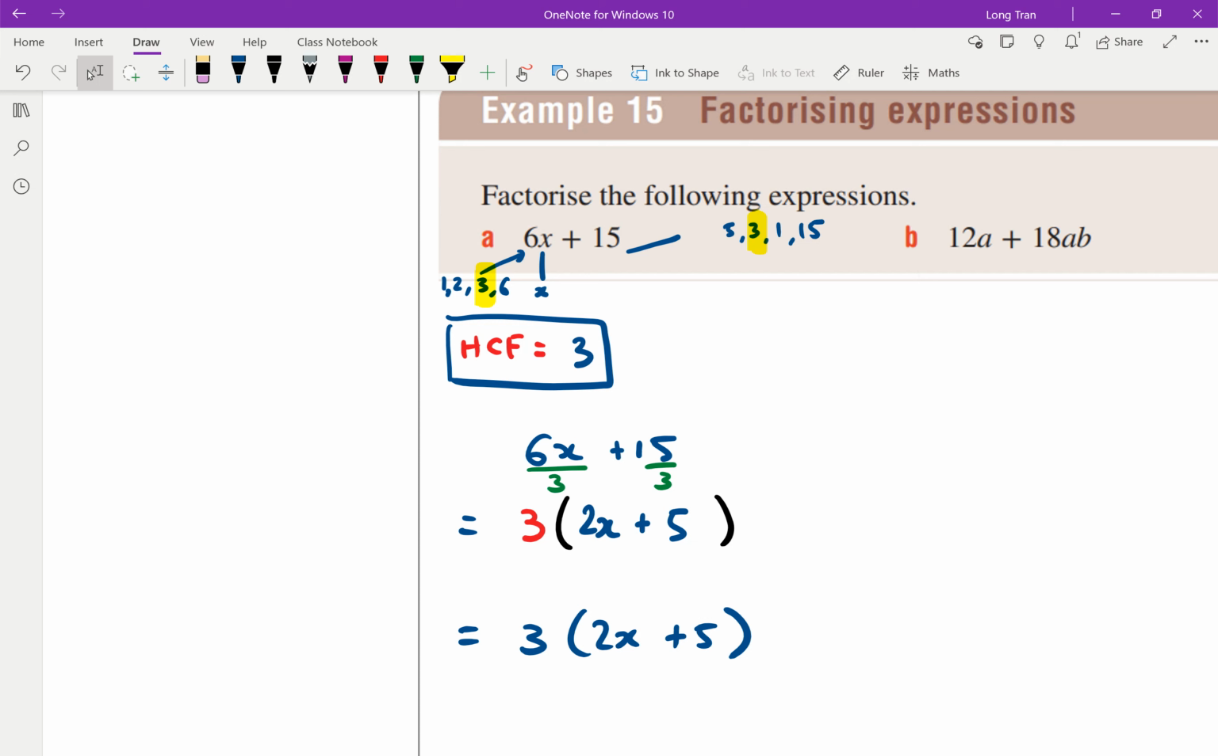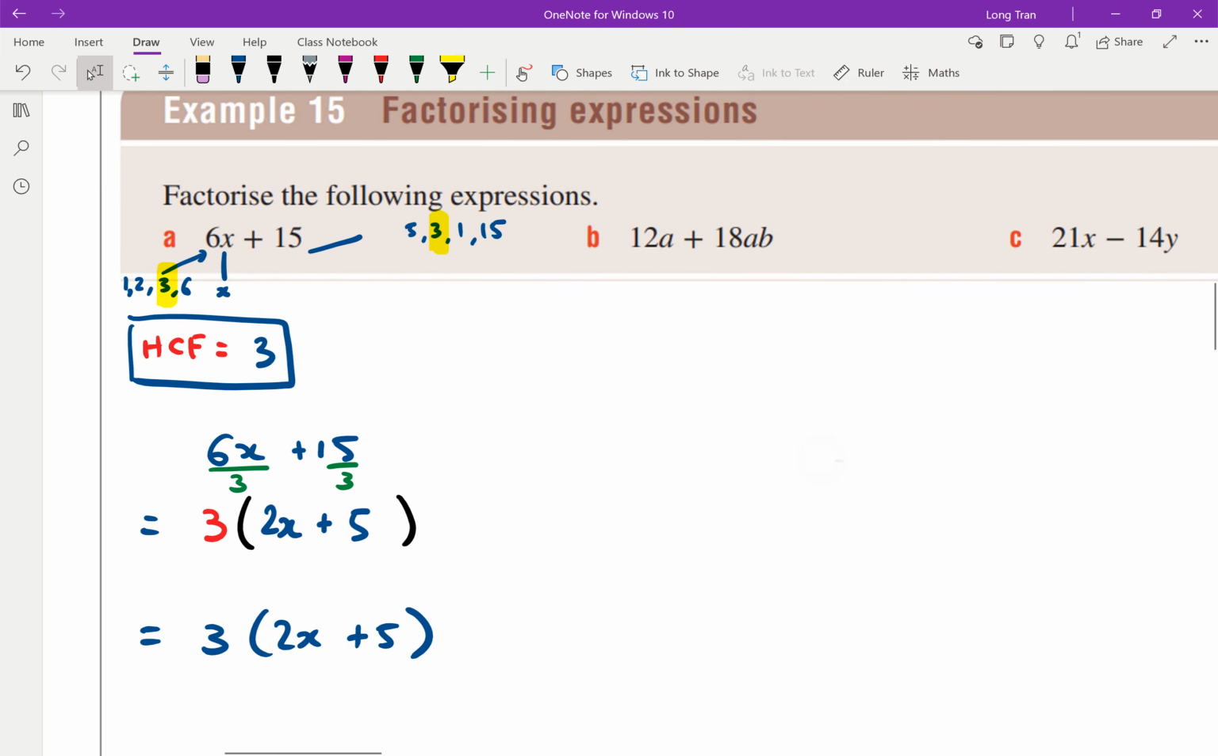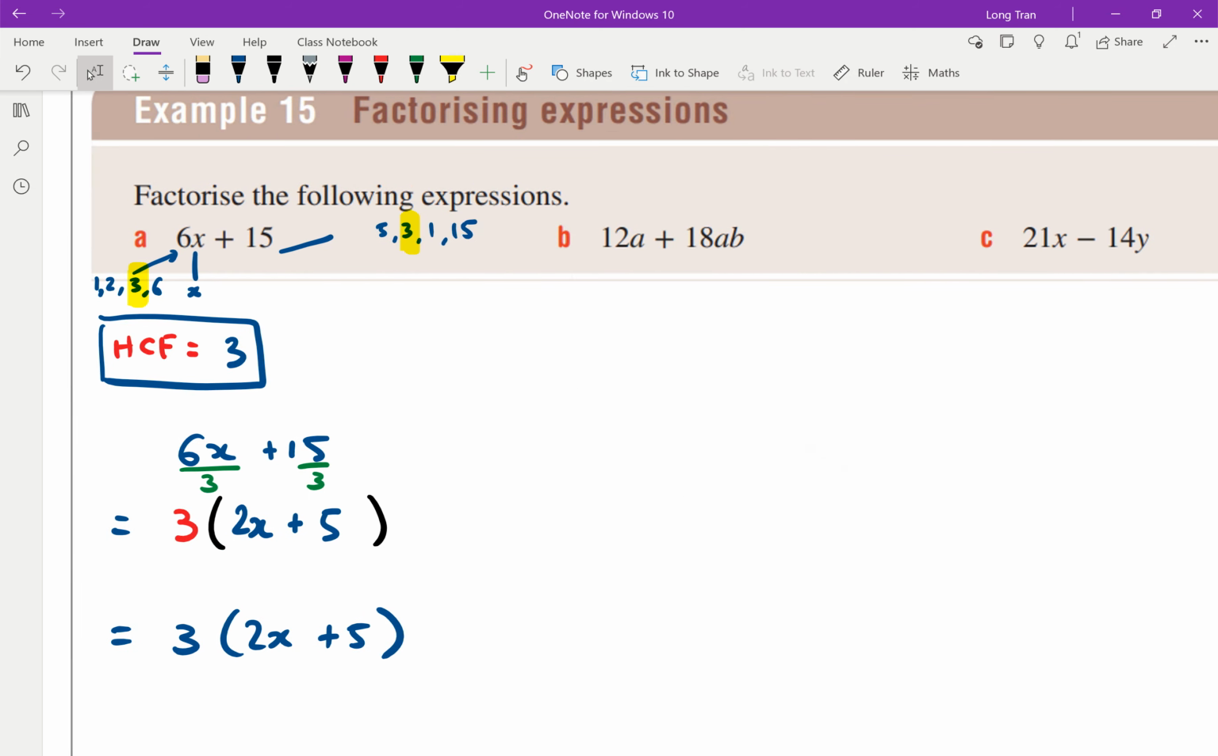Okay, let's do another one. I'm going to do this one over here so you get a feeling of it. Same thing. Highest common factor. What's the highest common factor between 12a and 18ab? I can already see that both have an a, so I'm going to write an a first. But what's the highest common factor of 12 and 18? 6. So your highest common factor should be 6a.